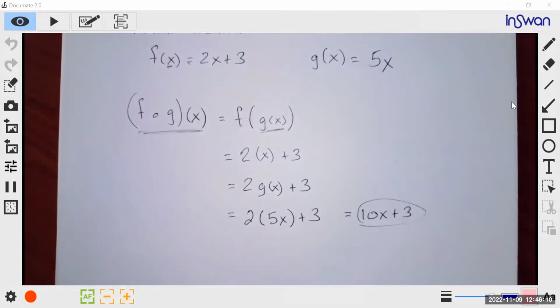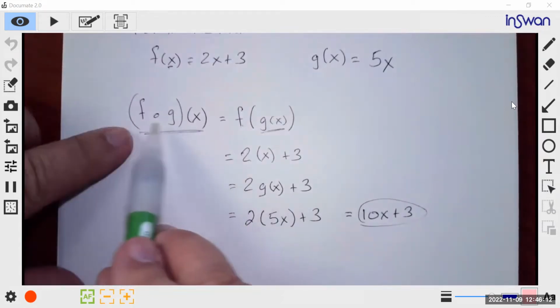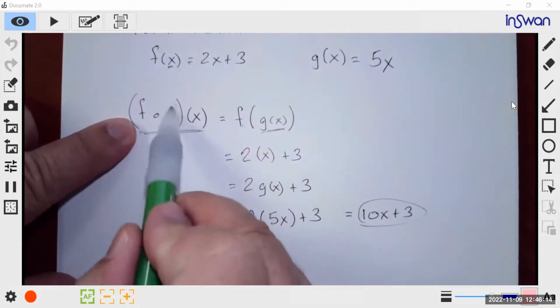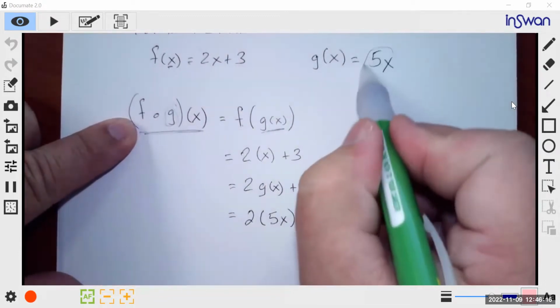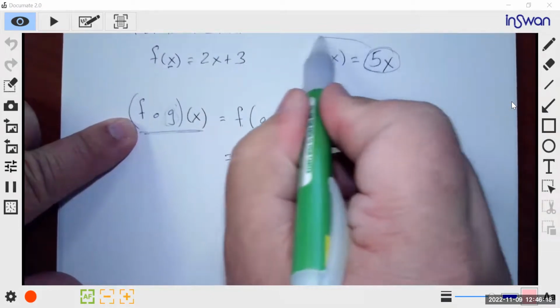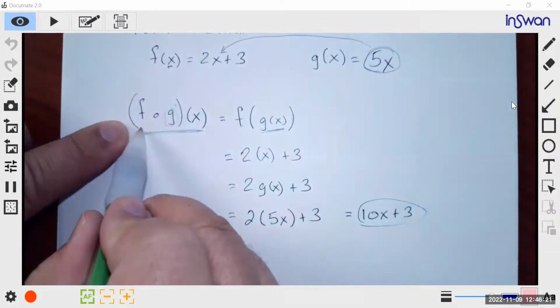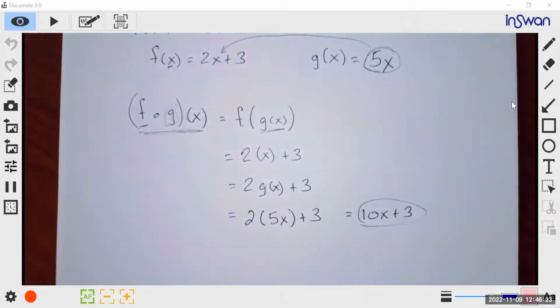Another way you could look at this, since I have the 2 letters here, whatever letter comes second, that equation goes in place of the variable of the first letter. That's all it tells us.